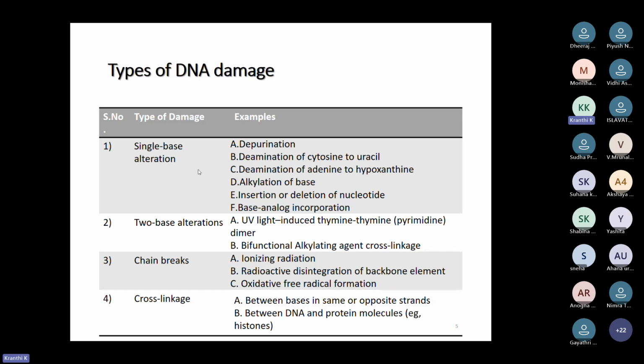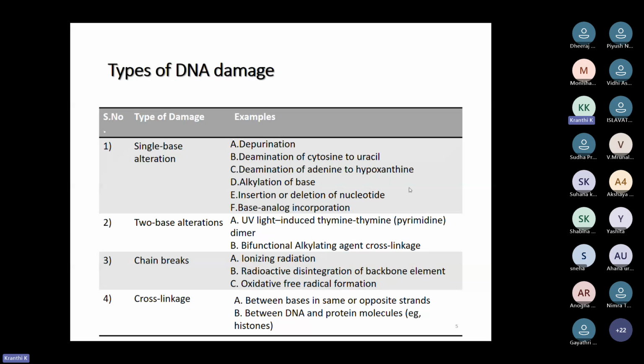Okay. Then coming to the types of DNA damage. First, single base alteration. What do you mean by single base alteration? You know the strand, right? The phosphodiester strand, I mean, the nucleotide strand. In that strand, if there is a change in one base, then automatically that may affect the complete genetic code, right? So single base alteration. Sometimes the single base alteration may happen. How may the single base alteration happen?